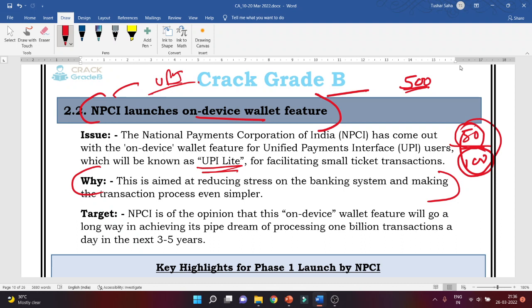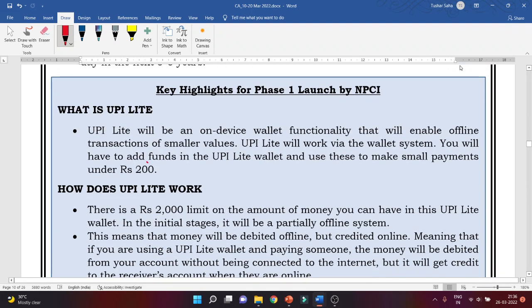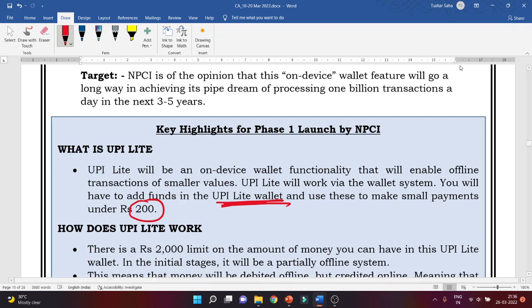So what NPCI is doing is, for an amount under 200, okay, you will have to add funds in the UPI Lite wallet and you can make this payment, so that there is no pressure on the banking system. Because when you are paying 10 rupees, 50 rupees, 100 rupees, 150 rupees, you are paying from the wallet, and when you are adding the money in the wallet, it's just one-time pressure on the server side. Okay, so I hope this is clear.